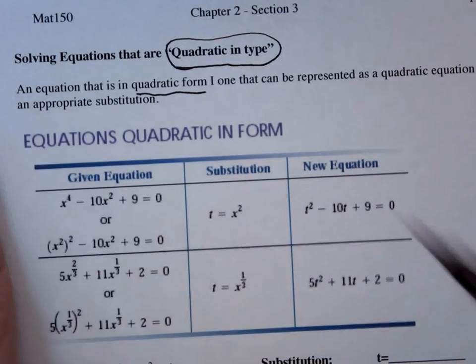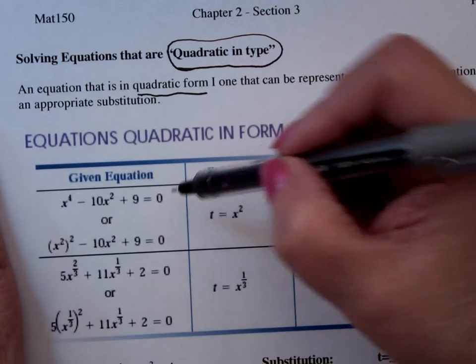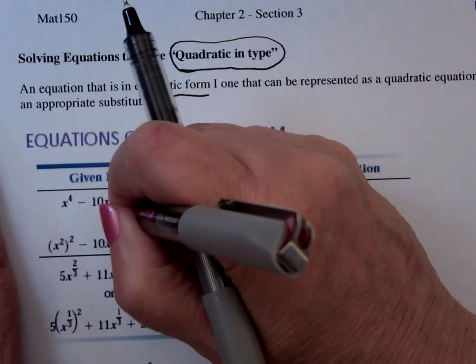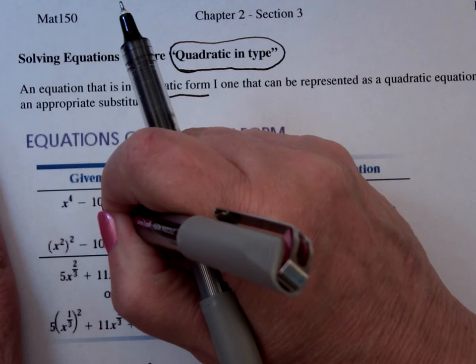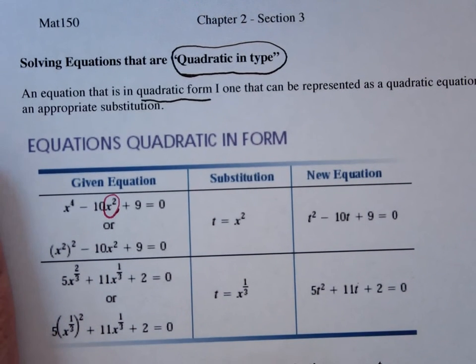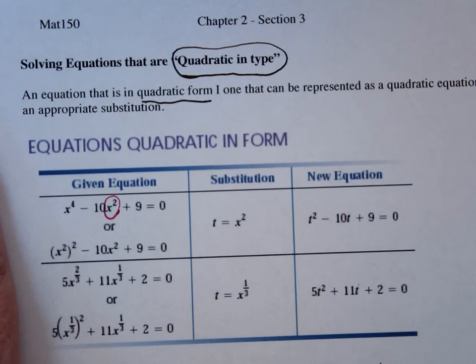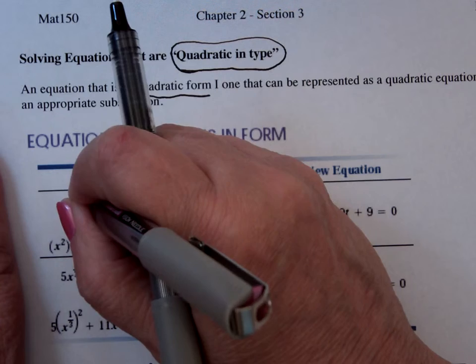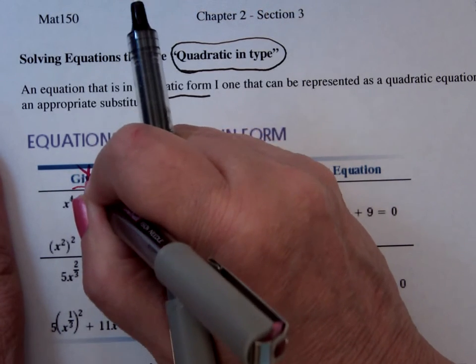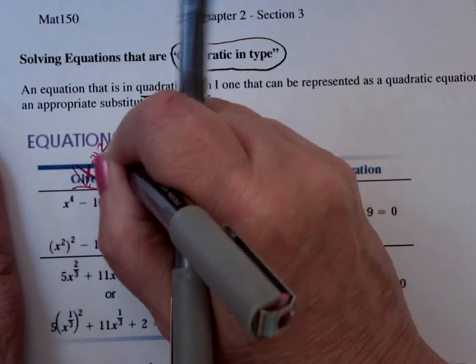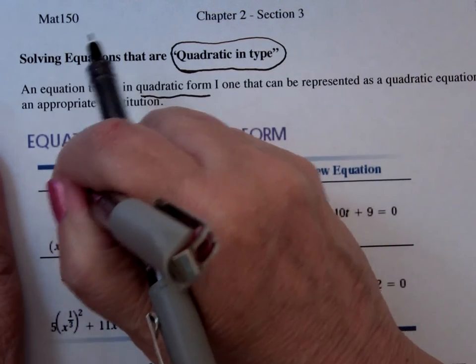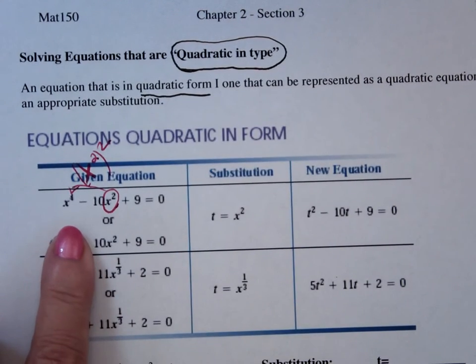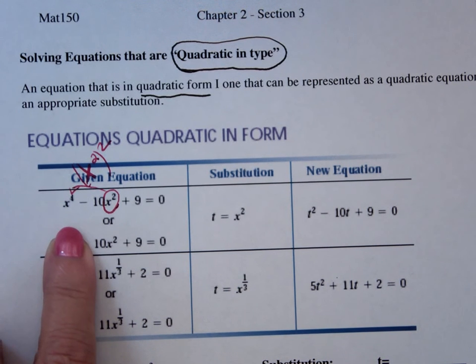And it says, I'm going to have it being in descending powers of the variable. And then I'm going to look at the variable part of the second term, the guy in the middle. If I square the guy in the middle, do I get the variable part of the first? Yeah. So if I square x squared, I get x to the fourth. That says I can rewrite this guy as a quadratic.